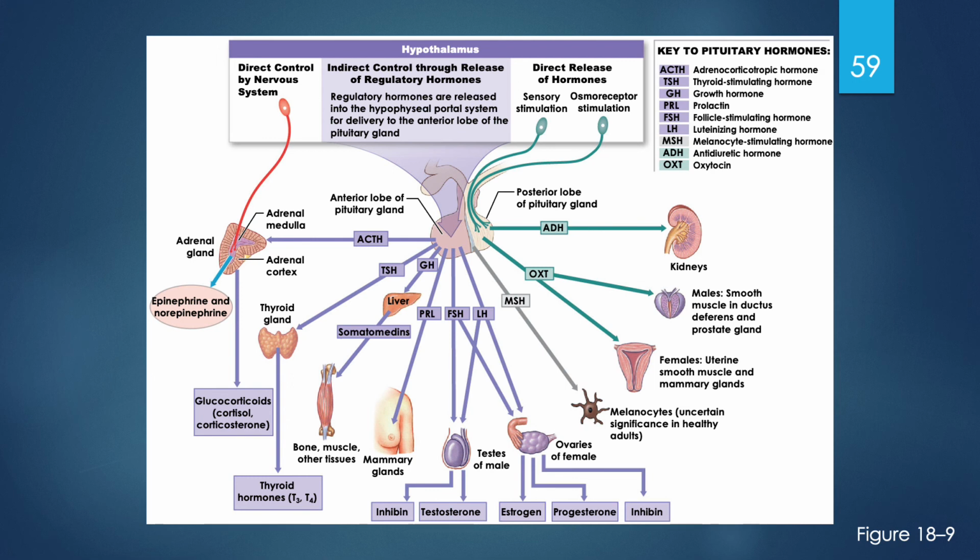But also keep in mind, something we haven't touched on here because we discussed it in previous lectures. Do not forget, though, that the nervous system can directly control the adrenal gland, specifically to have it release epinephrine and norepinephrine through the adrenal medulla.